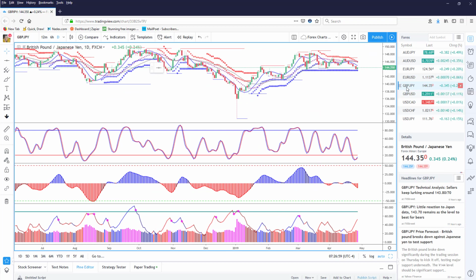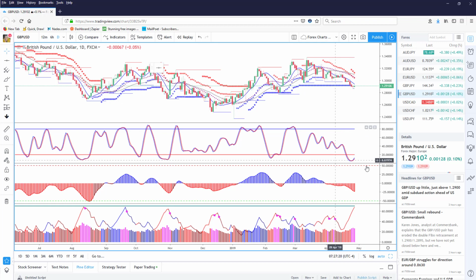On the British pound yen, almost identical scenarios. You have a very overextended stochastics. It is already turning up. I'm expecting it at a minimum to go to 145, potentially to 145.84. Then on the British pound dollar, same scenarios. Expecting this to go up to a minimum of 29.43, more than likely 30.37.